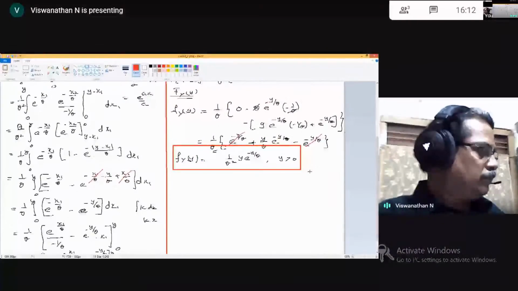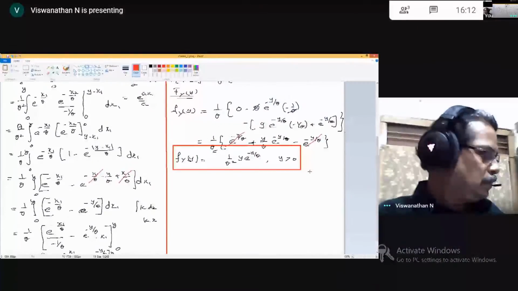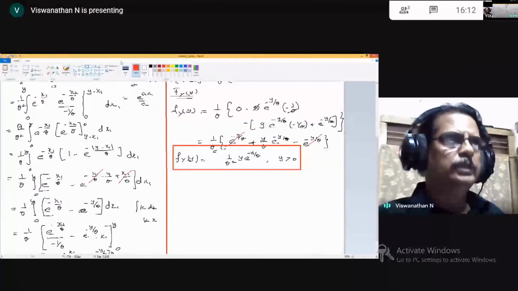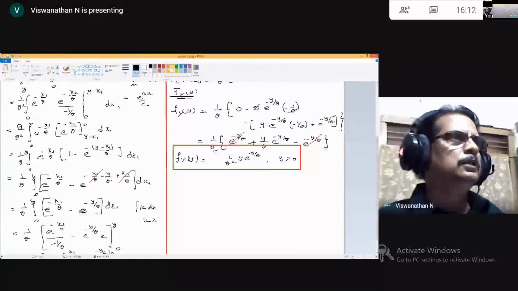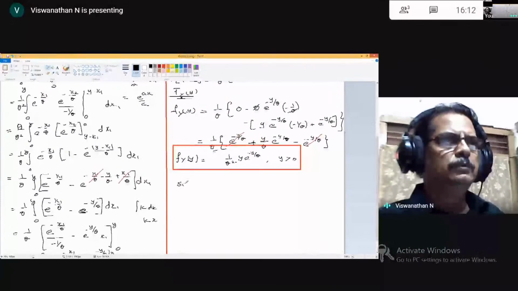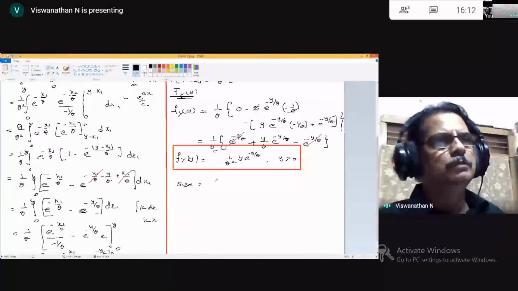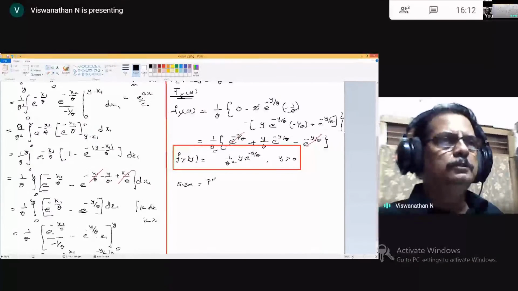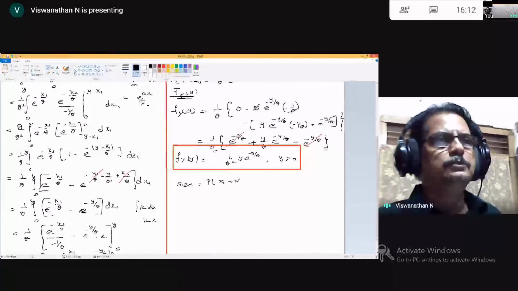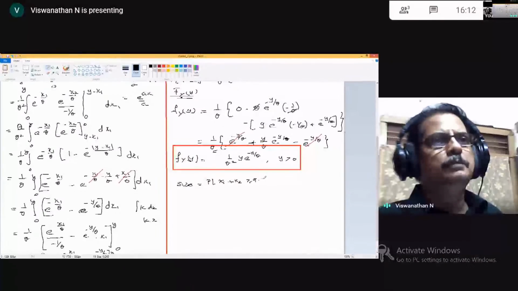So what we have is, now I should get the size of the test. First, the size of the test. And my size is nothing but, as we have already mentioned, the probability that x1 + x2 is greater than or equal to 9.5.